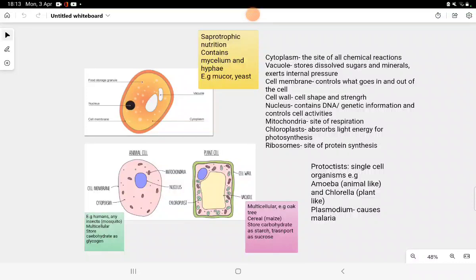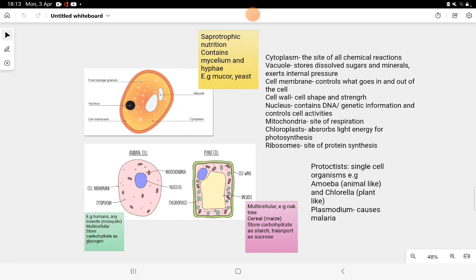So in this video we're going to be looking at specpoint 1.2, and this is describing the common features shown by eukaryotic organisms. So we're going to be looking at the structure of plants, animal cells and fungus, and we're going to be looking at the function of each of the components and different examples. And I'll also briefly be mentioning protoctists too.